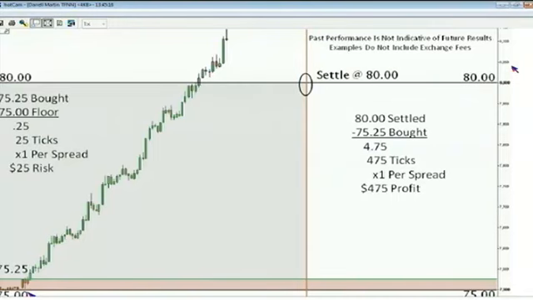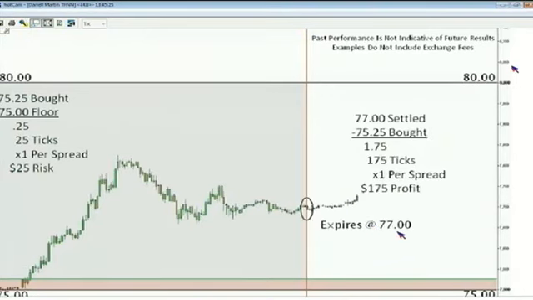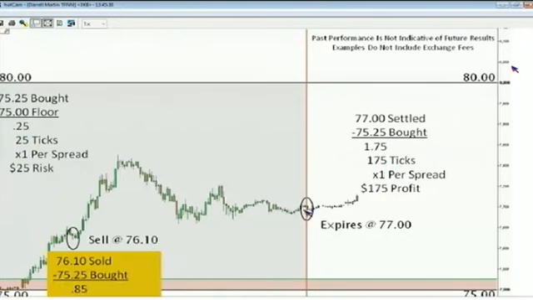And then we go over there, it could just be a zigzag market like this. And you can get out, again, anytime you want to. So maybe you hold it to expiration and it expires at 77. So again, 77, where it settled, minus where I bought it, 75.25. So I made 175 ticks of profit. That's $175 profit, okay? And maybe I sold it earlier. Maybe I sold it at 76.10. I didn't have to hold it until expiration. And on that, if I sold it at 76.10 and bought it at 75.25, I made 85 ticks of profit.